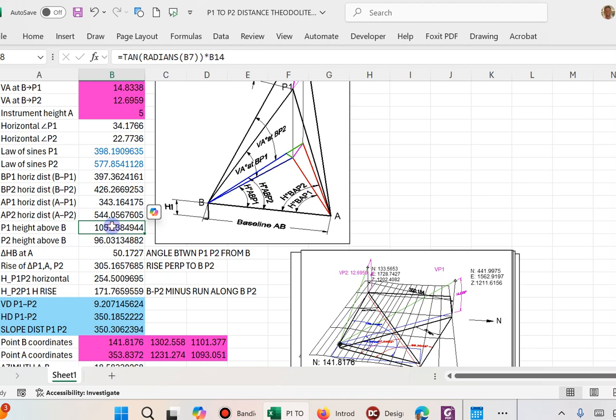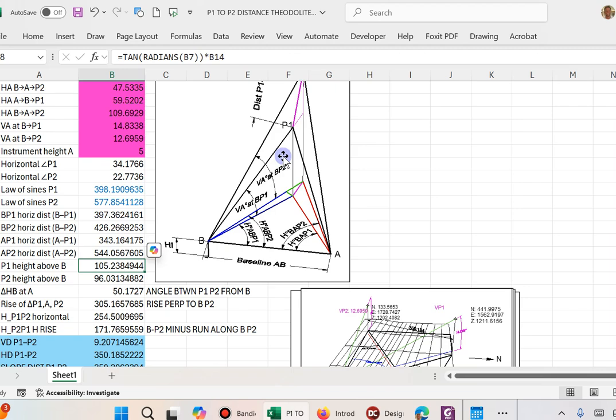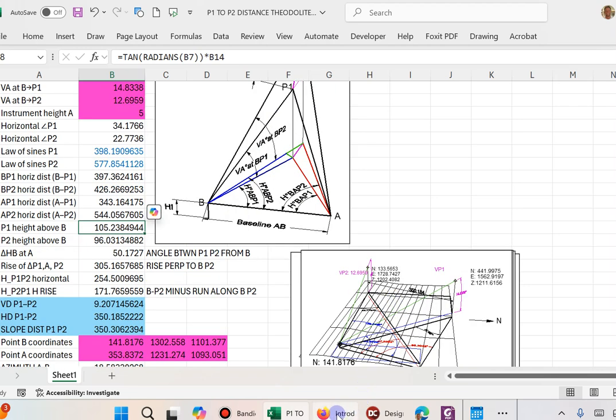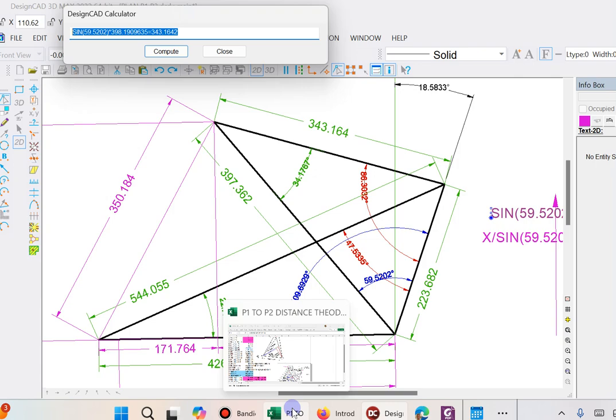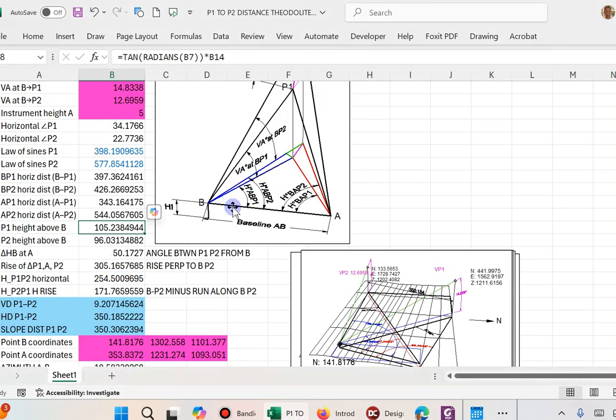So now you're going to calculate the height. So P1, the height above B for P1. You're going to need that horizontal distance right here, 397. Yeah, the horizontal distance. And you're going to need that 14 degrees, right? So if you type in the height above, you're going to go tangent, radians. So basically you have the degrees, you get the tangent of that, multiply it by B14, which is the degrees 14.8338, right? That degrees right there.